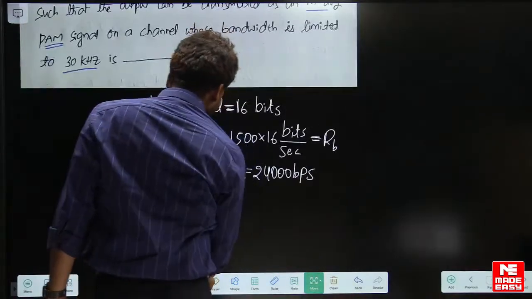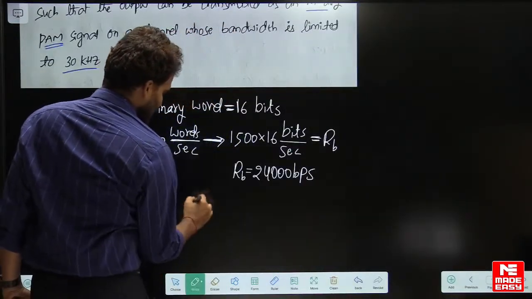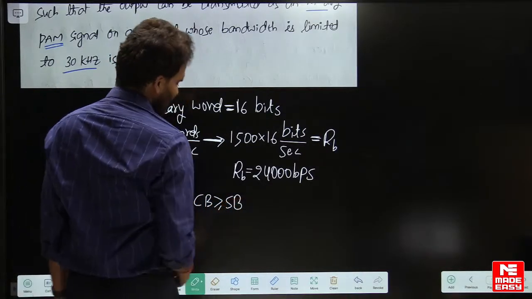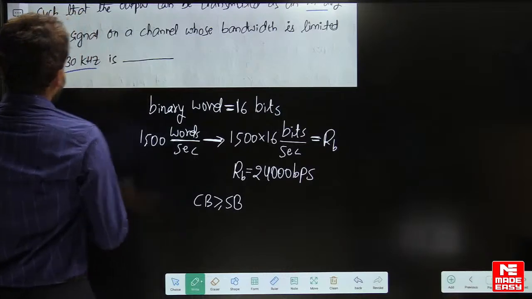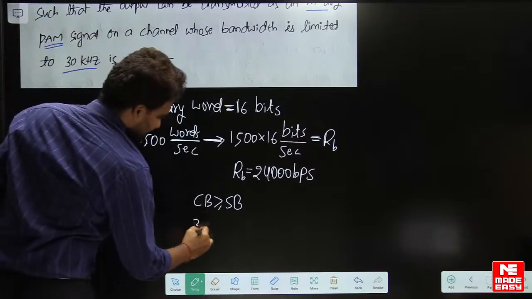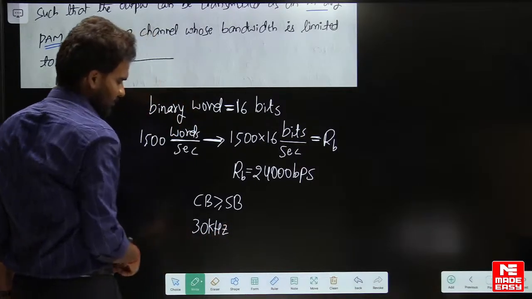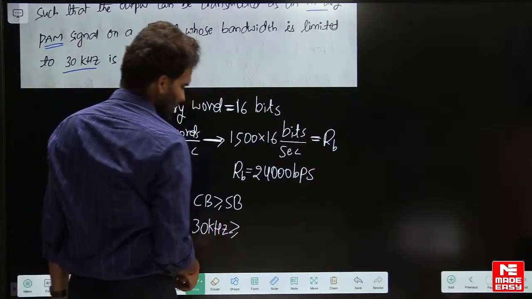So for satisfactory transmission, I can say the channel bandwidth should be greater than or equal to the signal bandwidth. The channel bandwidth available is given as 30 kilohertz, greater than or equal to.